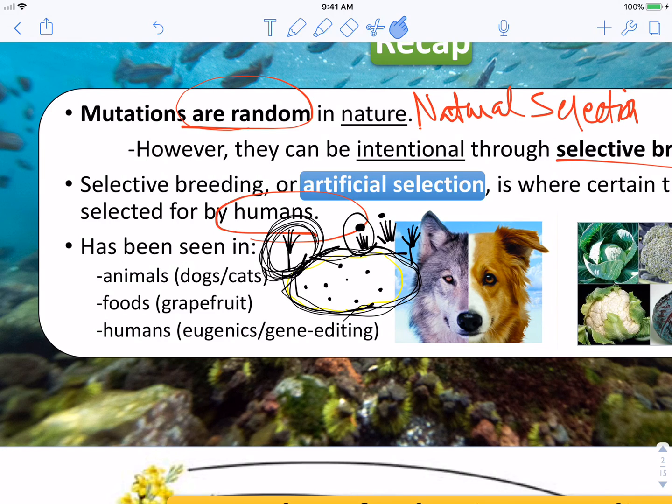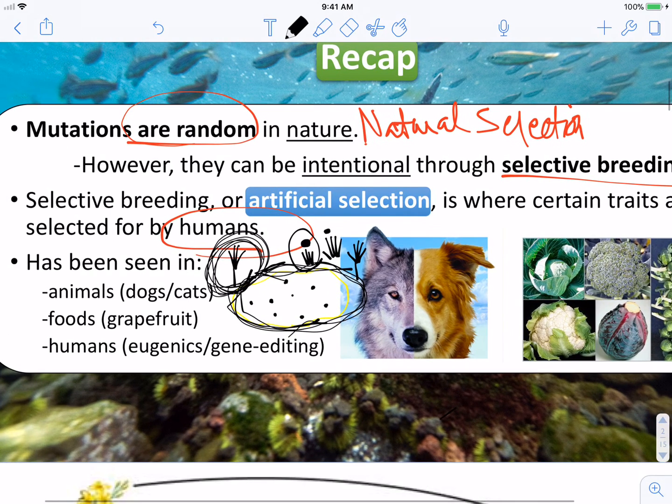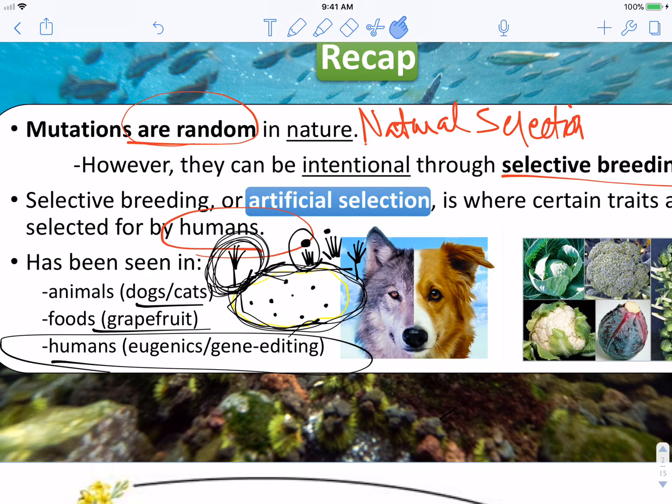So in terms of artificial selection, where we get to pick our traits, like we get to breed certain types of dog or certain types of food to get the type of food we want, that's us controlling other animals or other species or other plants and how they mate. We can do that with dogs or pets, we can do that with foods, we can do that with humans in terms of gene editing like we talked about a couple weeks ago.